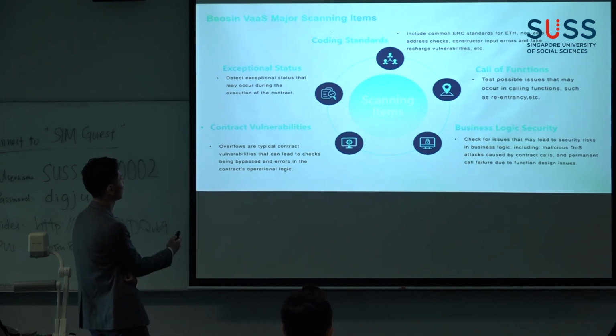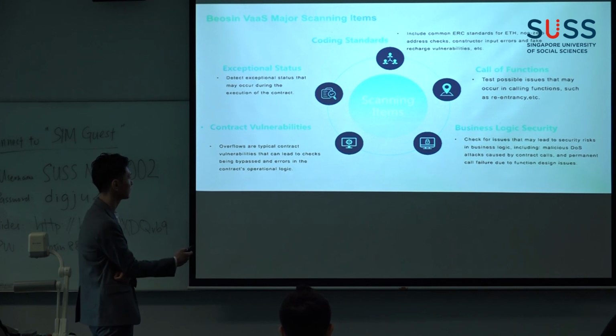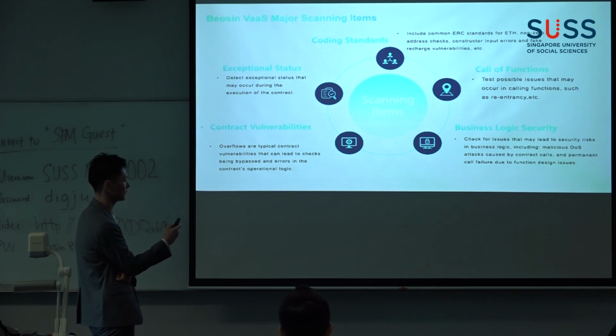We also check the exceptional status. Our tool can detect exceptional status that may occur during execution of the contract. Of course, contract vulnerabilities. We will detect common vulnerabilities as well as the updated ones. We also can make sure that the authorization bypass is not happening anywhere in the code.